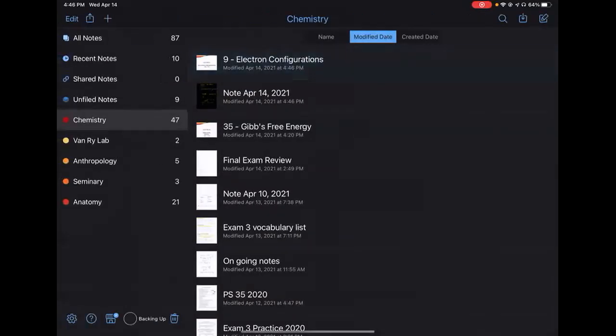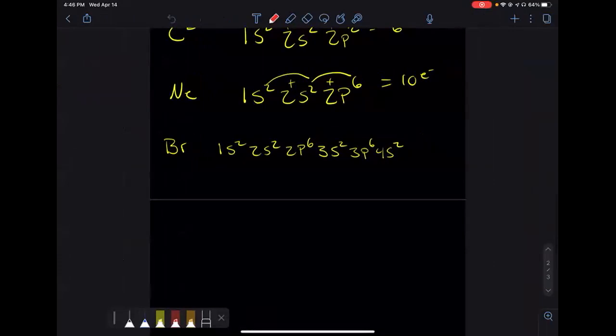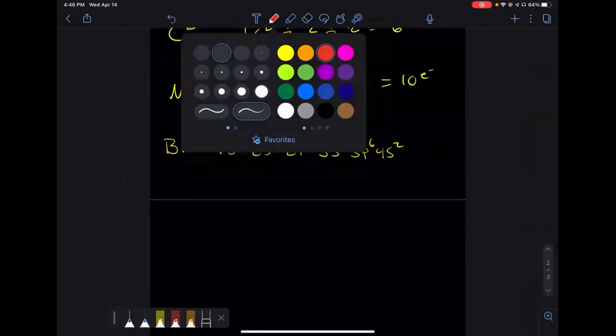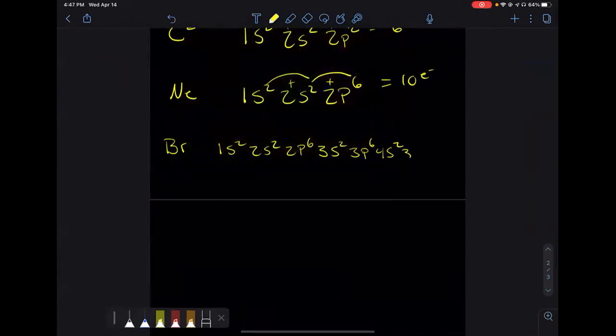Okay, so now if we come back here, after we have 4s, we're going to go to 3d. Let's go back, keep it consistent. You know what I'm saying? We have a 3d orbital. Now the 3d orbital holds 10, and then we have 4p5, just like that. So that's going to be the written electron configuration for bromine.